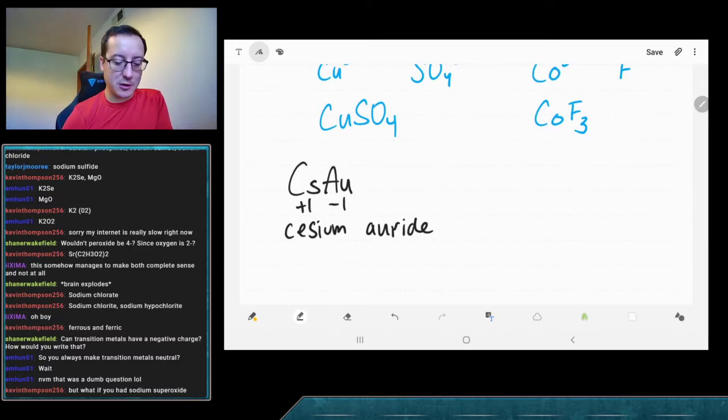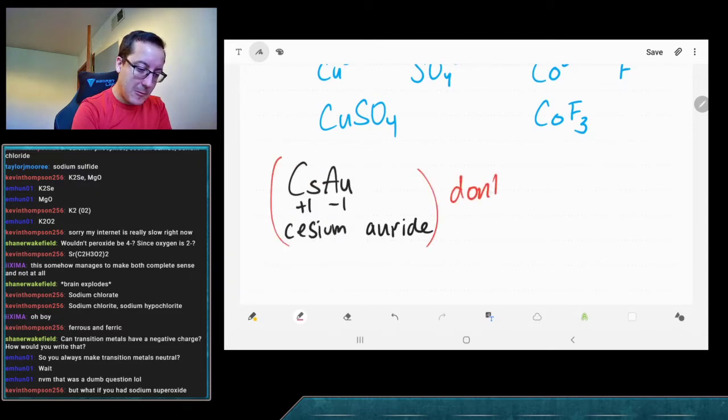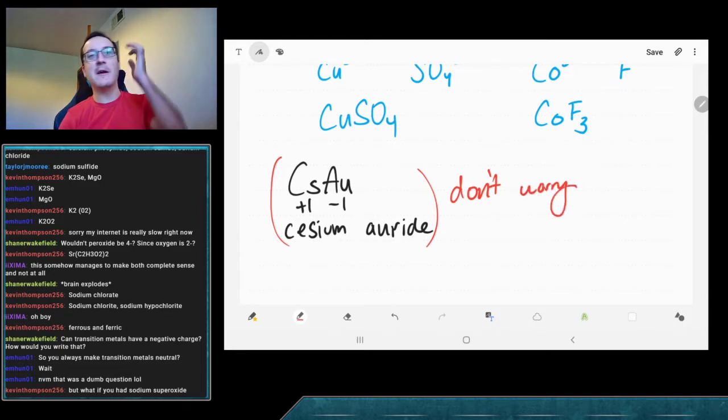Cesium is such a reactive metal that it can even give an electron to another metal, like gold. Gold is particularly, I wouldn't say stable as a negative charge, but it is more susceptible to getting one more electron than most other metals would be. And this stuff, cesium auride, is extremely explosive because it's not quite stable. So, yeah, don't worry about this. Also, I'll put this in parentheses. Okay, don't worry about that one. It is just an example of something like that. Again, not common at all.